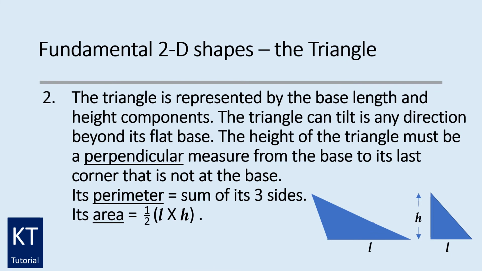The second fundamental 2D shape I'm choosing to cover is the triangle. The triangle is represented by the base length and height components. The triangle can tilt in any direction beyond its flat base, but the height of the triangle must be a perpendicular measure from the base to its last corner that is not sitting at the base. The perimeter of a triangle is the sum of its three sides, and the area of a triangle is calculated by halving the product of its base length and height components.